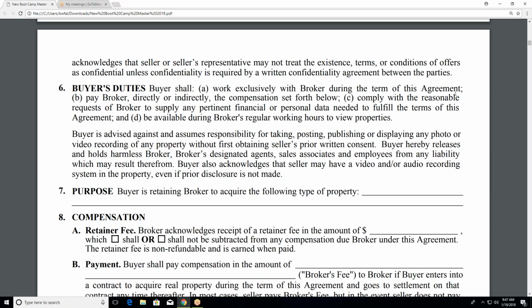Now, where I see retainer fees used more than in the buyer's agreement is really in the rentals. So when we get to the rental paperwork, we'll talk more about that. Okay. So payment. Buyers shall pay compensation in the amount of. Okay, I'm going to move over to the board here.